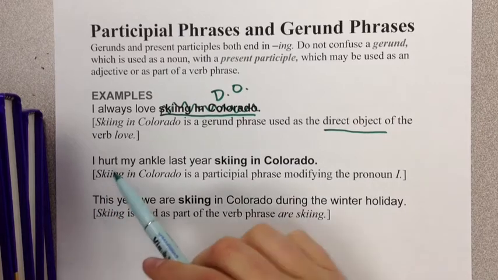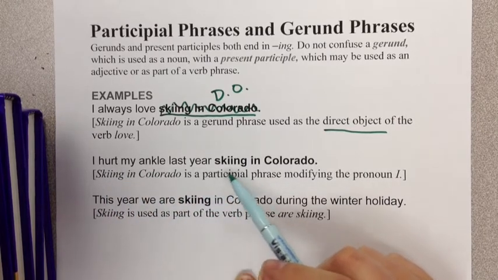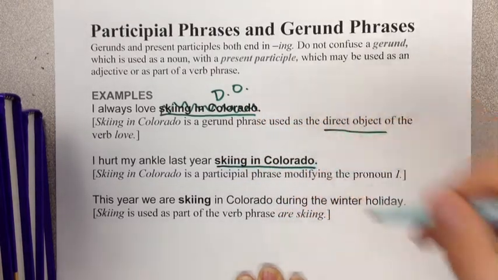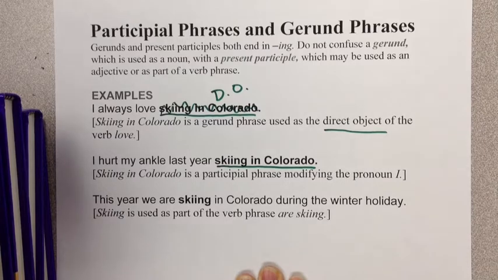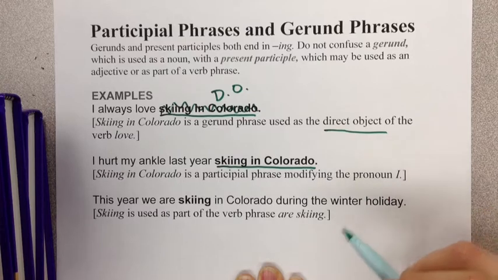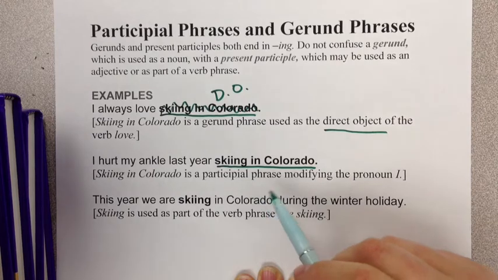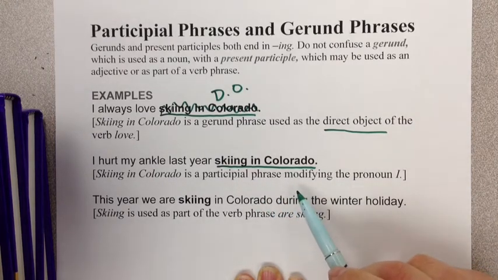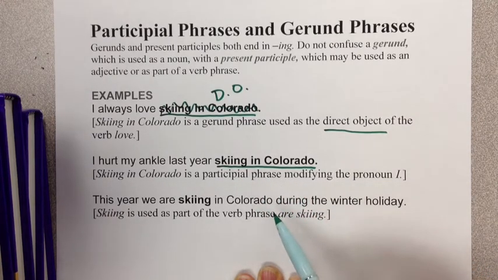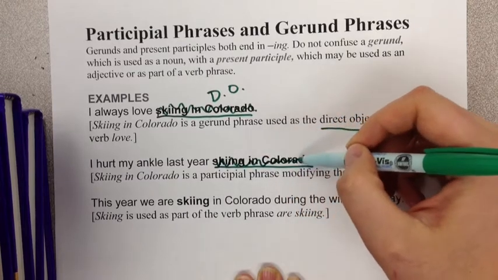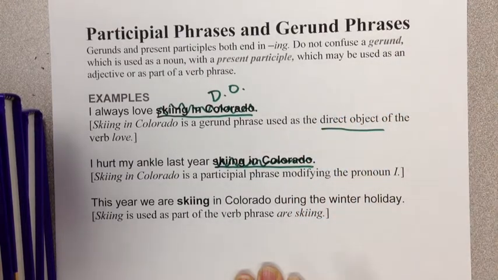Here's another one. I hurt my ankle last year skiing in Colorado. This phrase does not satisfy one of the noun functions. It is not, for example, a subject or a direct object or indirect object, object of the preposition, predicate nominative. This is a participial phrase that modifies the pronoun I in this case. And let's try to use my special technique. Let's try to delete it from the sentence.